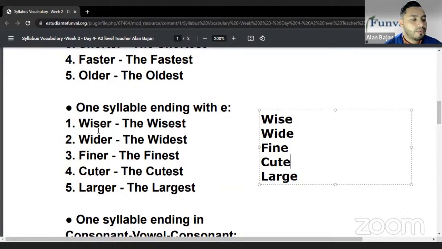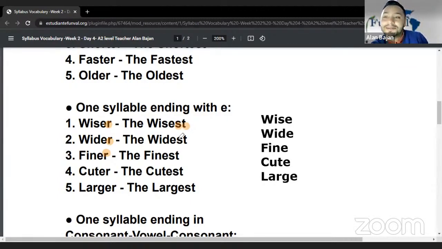For these ones, we only add the rest of the letters to build a superlative. In this case, only adding the R and ST in the case of superlative. Because we already have an E, so we don't need to add a double E. We only add the rest of the letters to build the comparative and superlative.